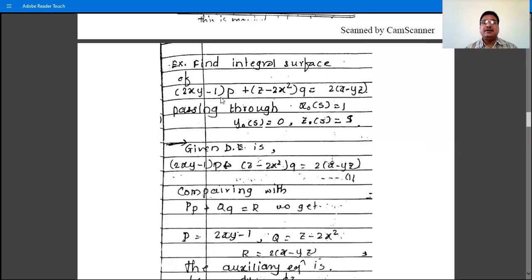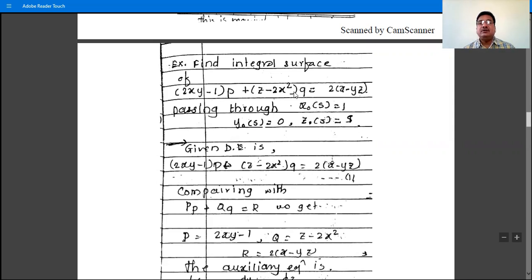Next example is: find the integral surface of (2xy - 1)p + (z - 2x²)q = 2x - yz, passing through the curve x0(s) = 1, y0(s) = 0, z0(s) = s.